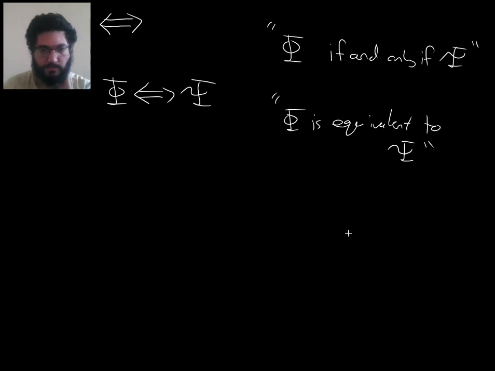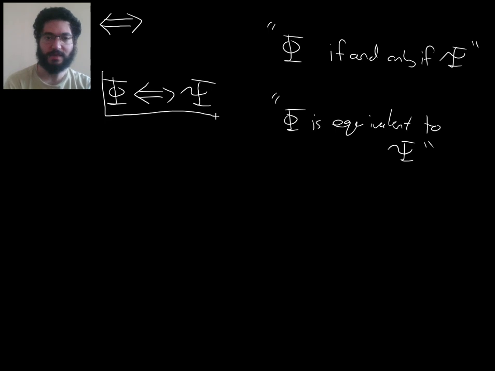And you can take it as meaning that the truth values of phi and psi are linked. So either they're both true or they're both false. So for this to hold, you need them to be both true or both false. They have to hold or fail to hold together. That is what makes the equivalence hold.